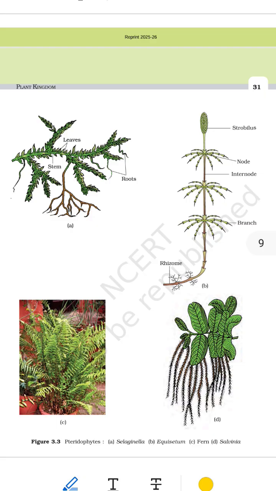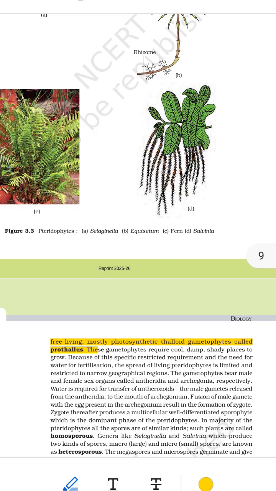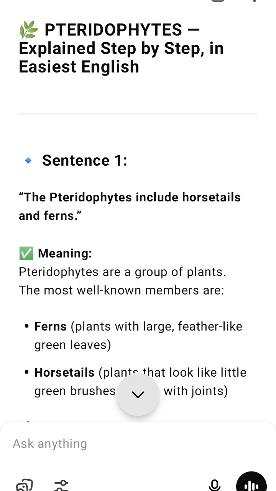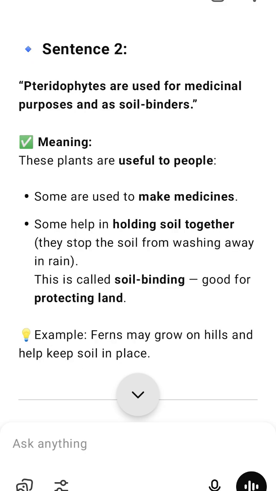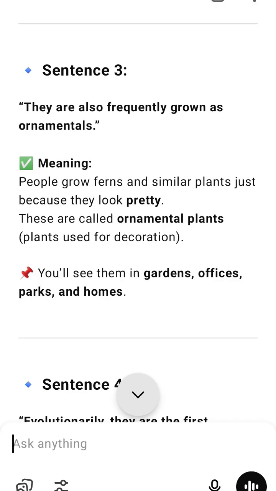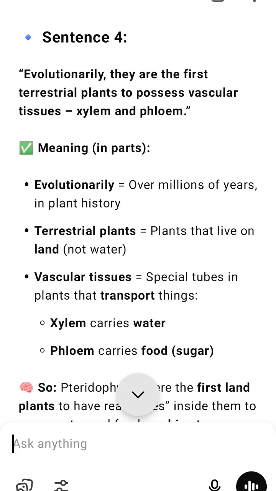Here is a great, deeply detailed, and very simple summary of the topic pteridophytes, designed for total beginners, using the easiest language possible. Pteridophytes, deep, simple summary. What are pteridophytes? Pteridophytes are green land plants like ferns and horsetails. They are more advanced than mosses, bryophytes, because they have real roots, stems, and leaves. They were the first land plants to have vascular tissues, tubes called xylem for water and phloem for food.